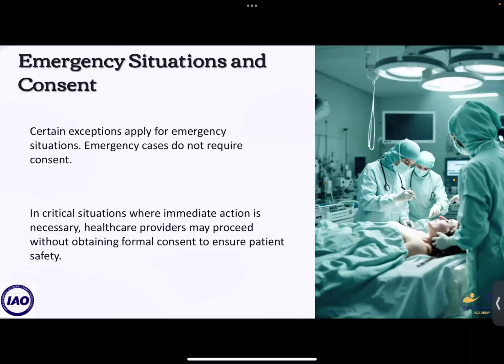Now, is documentation required in all cases? Yes. So what about emergency cases? What can we do then?